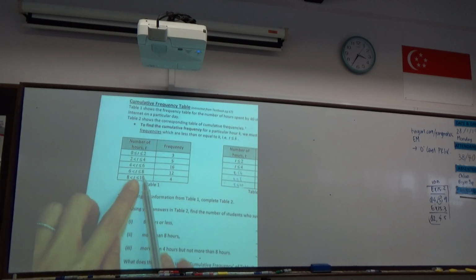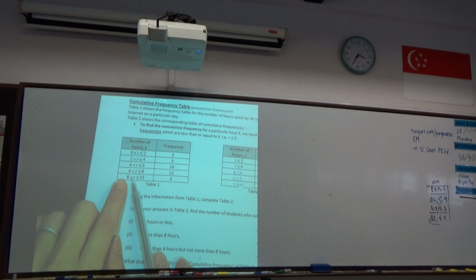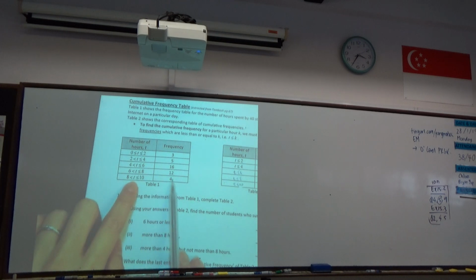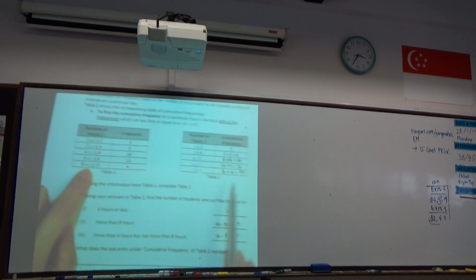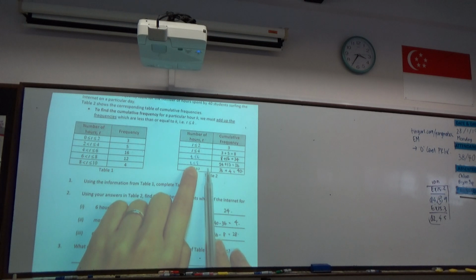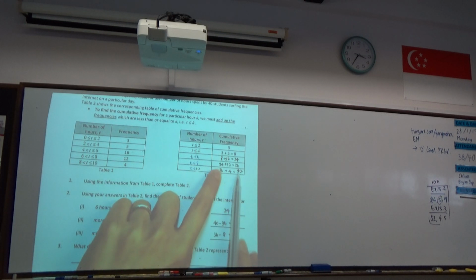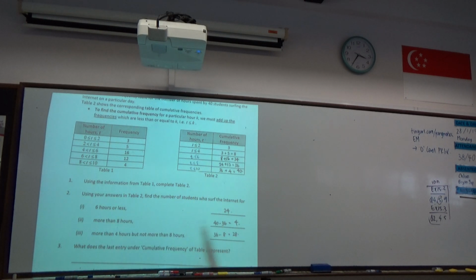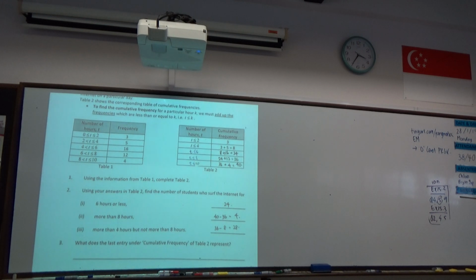More than 8, right? If you look at this one over here, more than 8, that means you look at this form over here. You're looking at the difference between 10 to 8. So that is okay, can right?